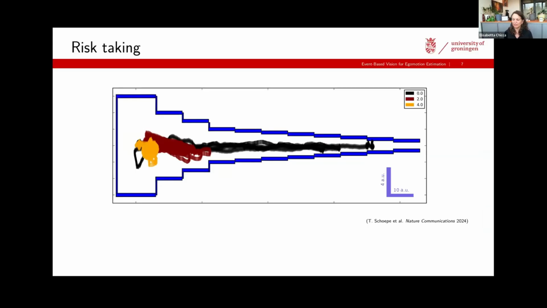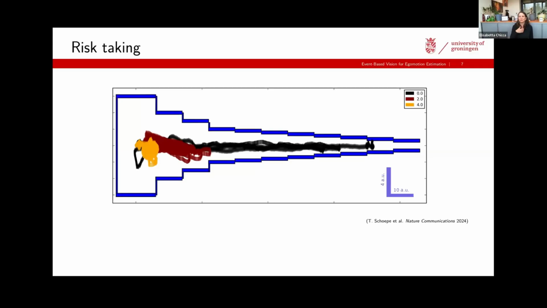This is an example of a task in which the robot is asked to navigate an arena that has a very weird shape. It looks like a tunnel, but the width of the tunnel is getting smaller and smaller. In this particular experiment, we wanted to show the effect of lateral inhibition in our model. We showed that by modulating the strength of lateral inhibition, which is represented by the color of these three trajectories of the robot, we were able to modulate risk-taking behaviors.